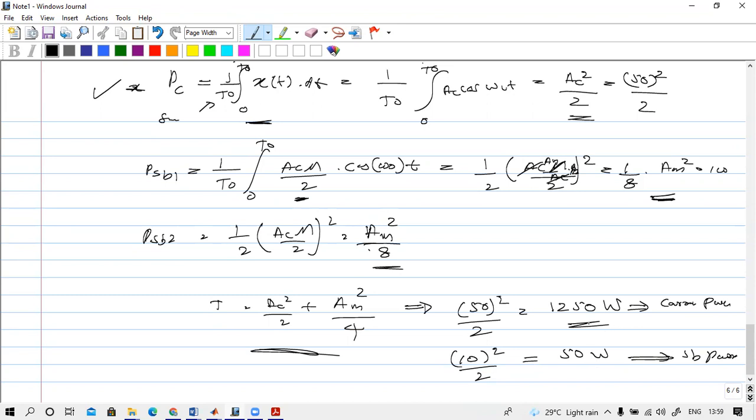So what can you notice here? This carrier power is extremely high compared to the sideband power. If we have a method to regenerate the signal only with this sideband, it will be a great benefit, no? We can save much power if we can regenerate the signal only using this sideband without the carrier signal. It will be a very big benefit, because we can have very low power consumption.